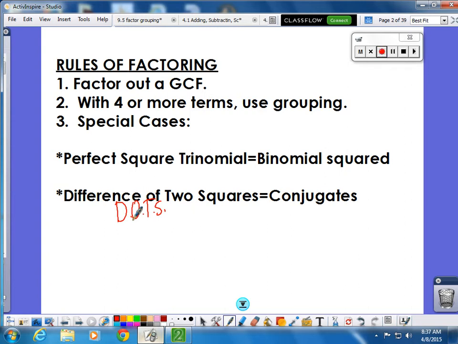So we've already talked about these. Now we're going to talk about being able to recognize them, because if you're able just to recognize them, like you were saying earlier, most of this stuff will be done in your head, okay? So you'll recognize it, and then you'll either factor into a binomial squared or into conjugates.